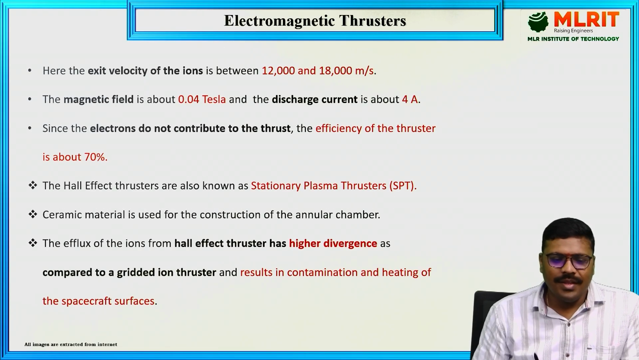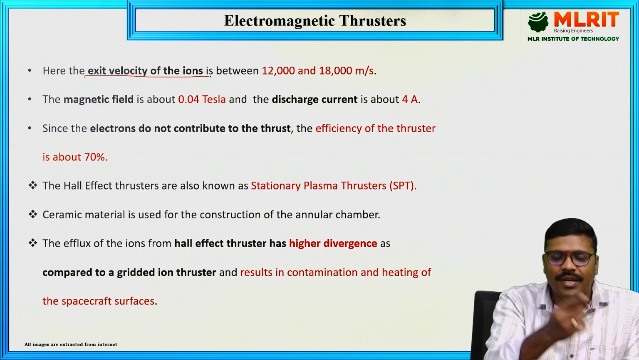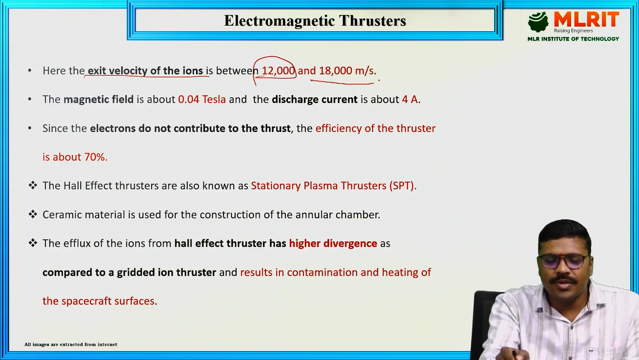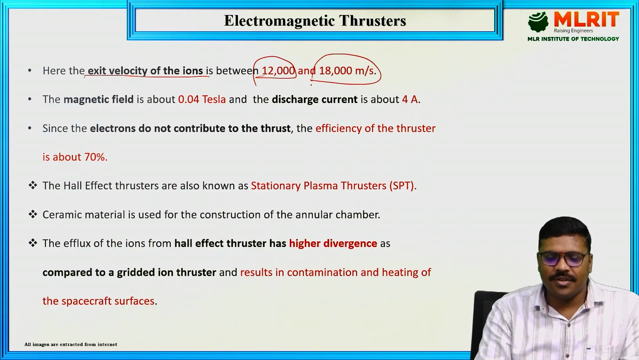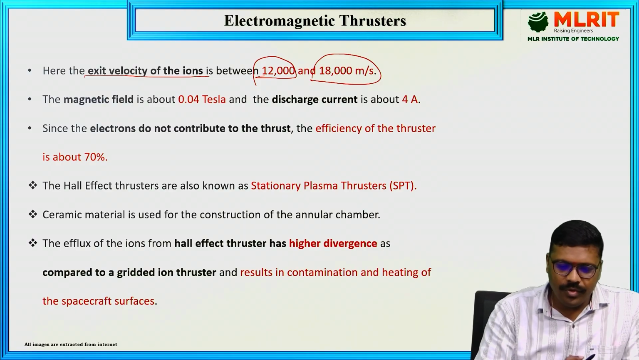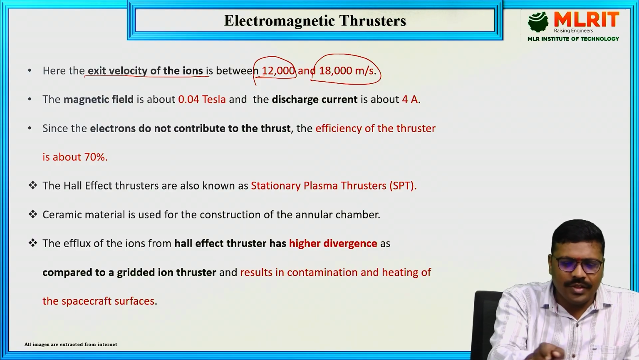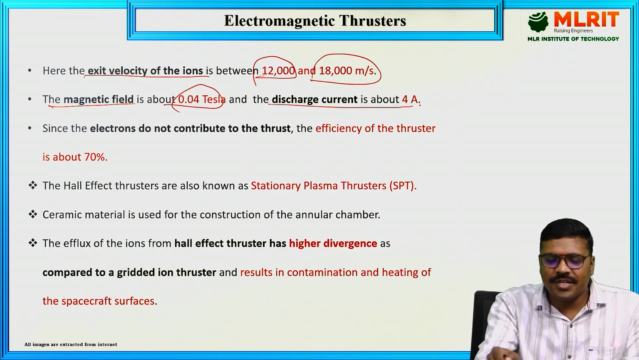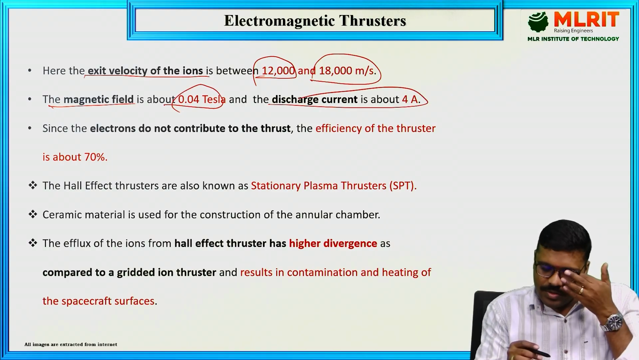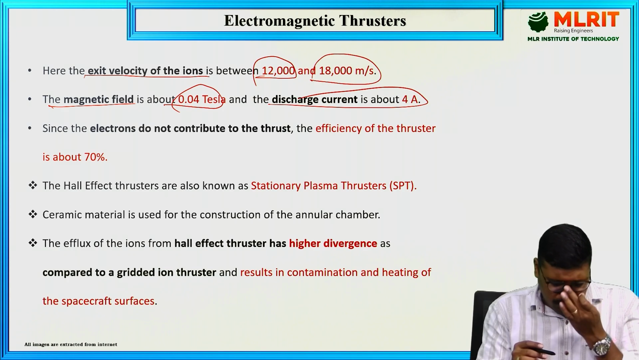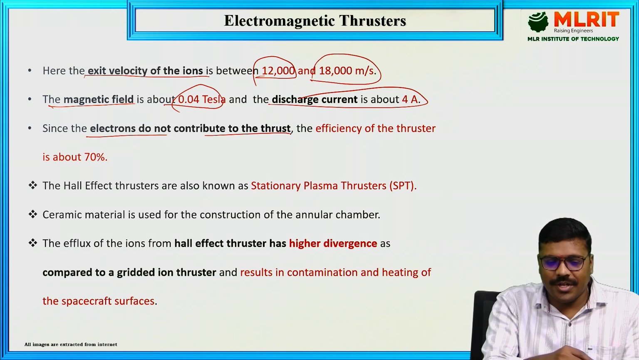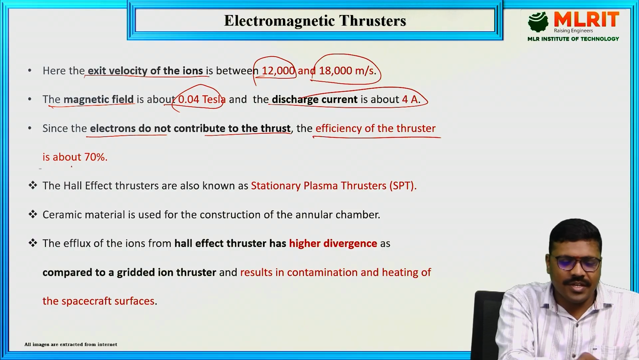Next, the exit velocity of ions. For electrostatic thrusters it is around 25,000 meters per second, while here it is between 12,000 and 18,000 meters per second. The magnetic field is about 0.04 Tesla, and the discharge current is about 4 amperes. Since the electrons do not contribute to the thrust, the efficiency of the thruster is only 70%.